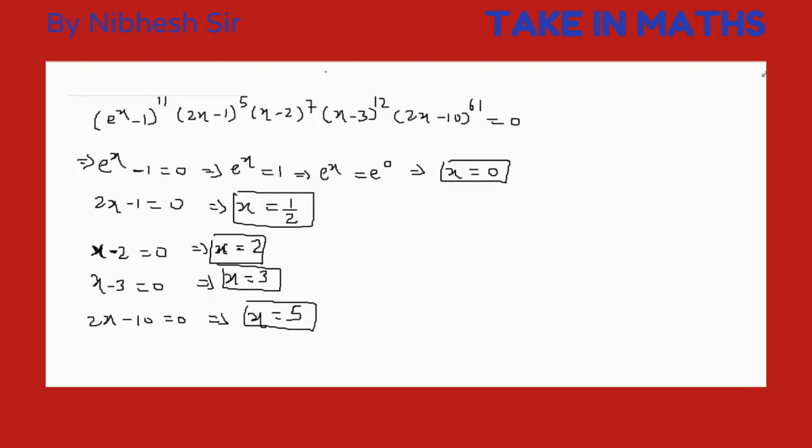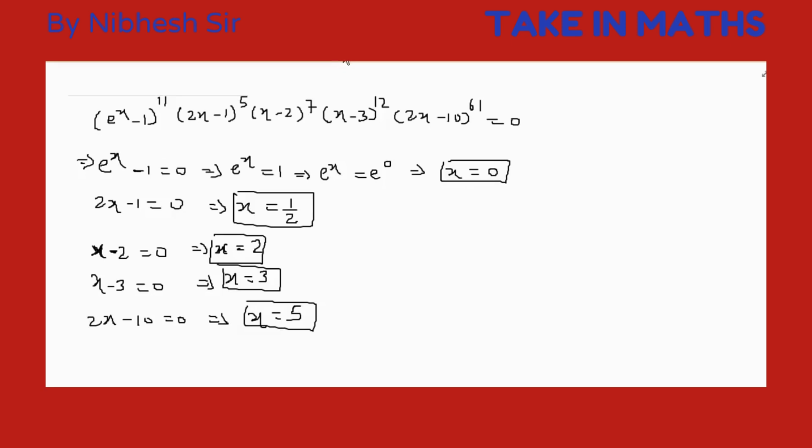So we'll plot these on a number line. This is the number line I have drawn. And what are the values here? First one is 0, then we have 1/2, then 2, then 3, and then 5. All these are the stationary values.